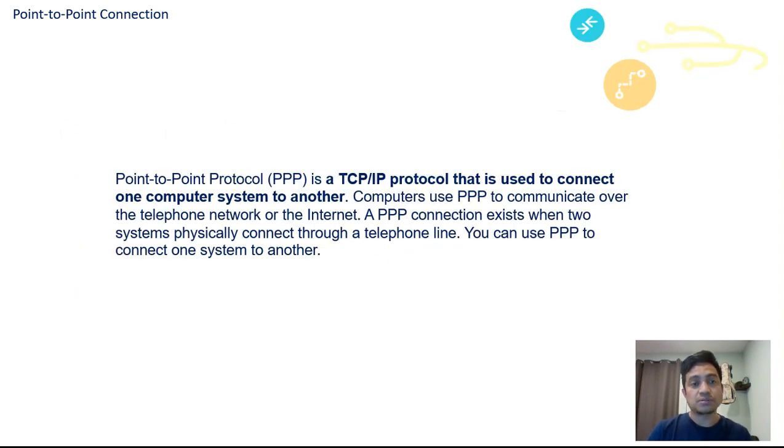So now we are going to the point-to-point protocol, or PPP. Point-to-point protocol (PPP) is a TCP/IP protocol that is used to connect one computer system to another. Computers use PPP to communicate over the telephone network or the internet. A PPP connection exists when two systems physically connect through a telephone line. So you can use PPP to connect one system to another.